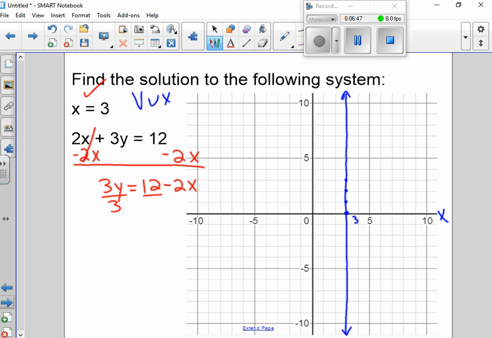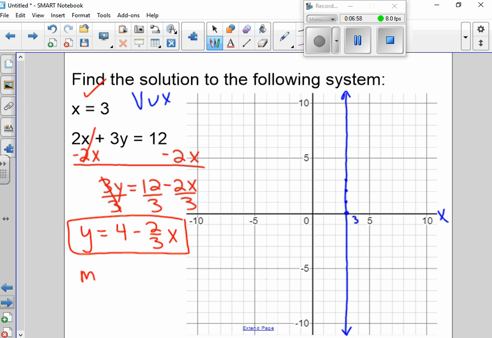And I'm going to divide everything by 3. And I got y equals 4 minus 2/3 x. All right, this is now done. Now I can see what my m and my b is. My m is negative 2/3, since that's the number with x, down 2, right 3. And my b is positive 4.